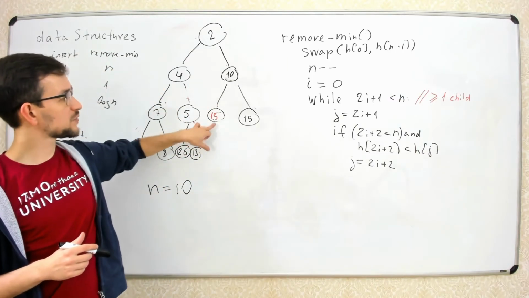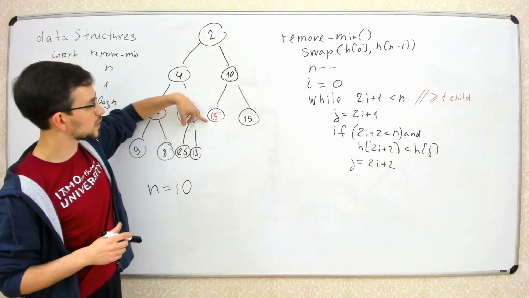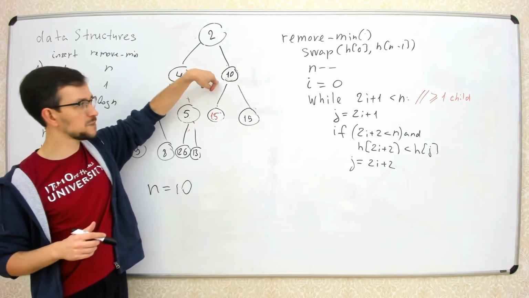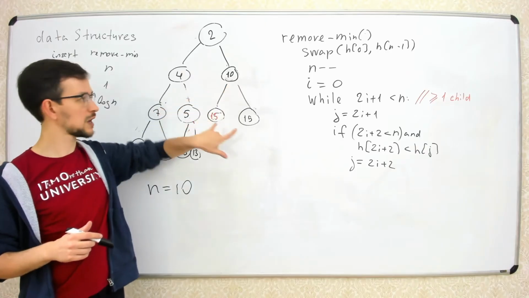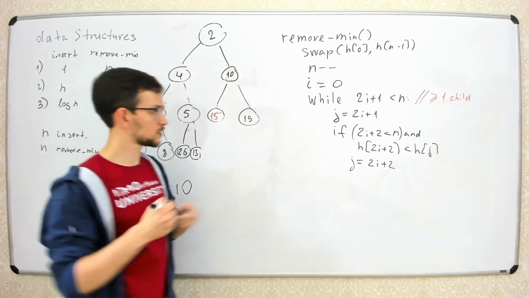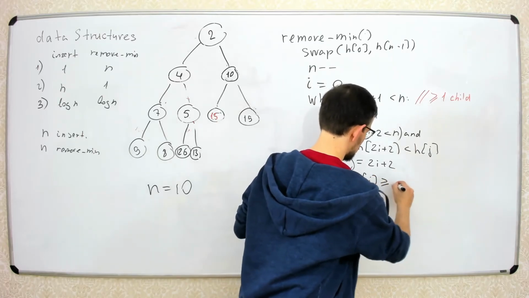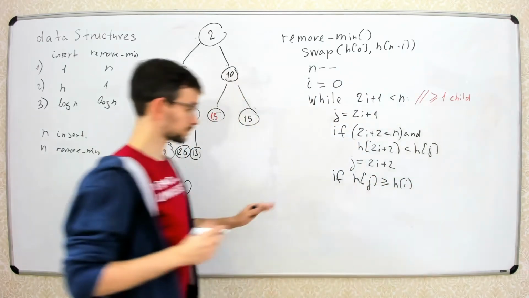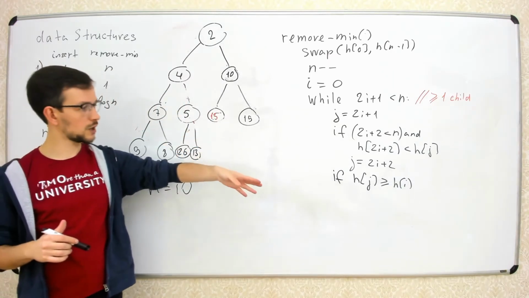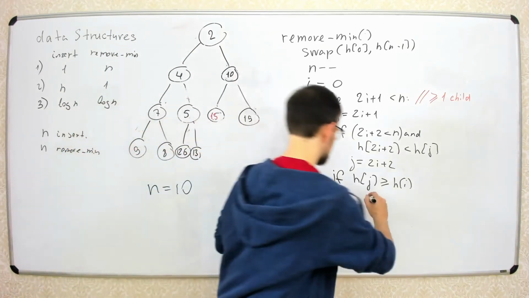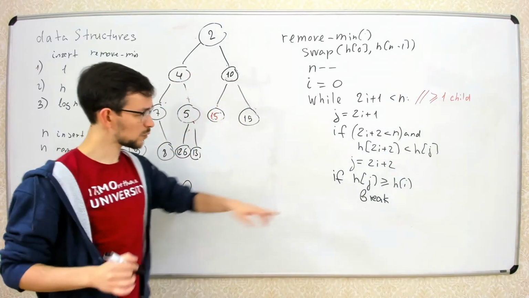Now let's see if this minimum is greater than the element i. It means that both children are greater or equal than the element i. It means that both properties are satisfied. So if h[j] is greater or equal than h[i], it means that both children are correct, so we just can return here. Let's break here. We can just break from this cycle.